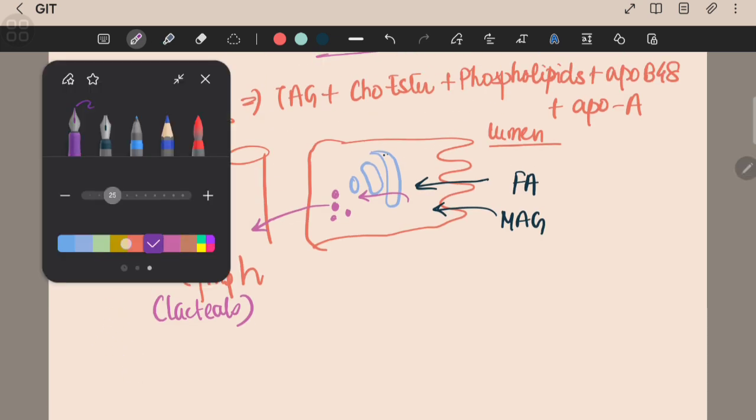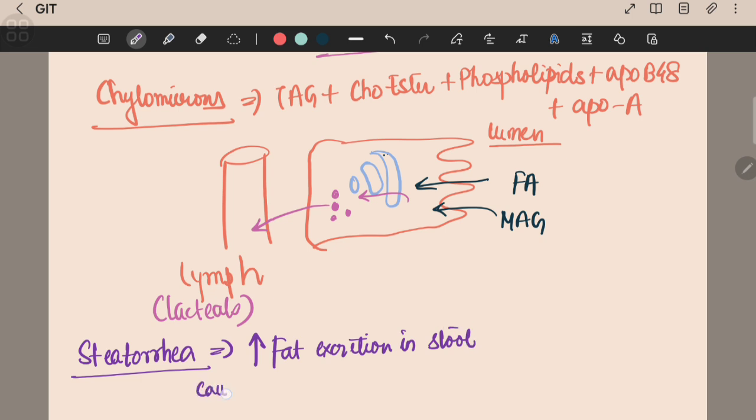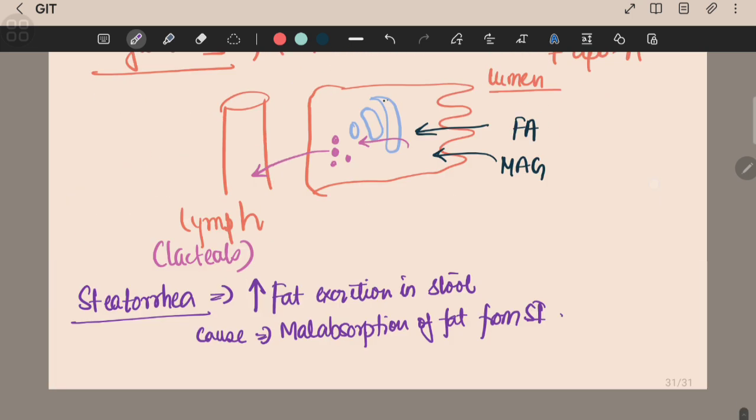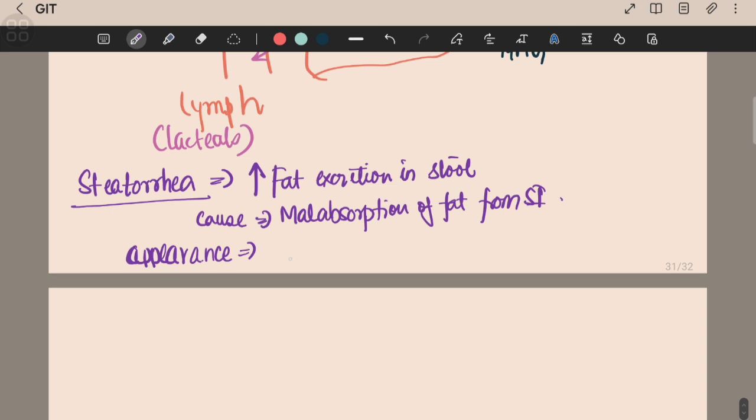steatorrhea. This condition is called steatorrhea. Now what is this condition? Actually this is the condition when there is increased fat excretion in stool. What is the cause or etiology? The cause is basically the malabsorption of fat from the small intestine. Due to this increased fat content in the stool, the appearance will mainly be pale, because of the large quantities of fat present.